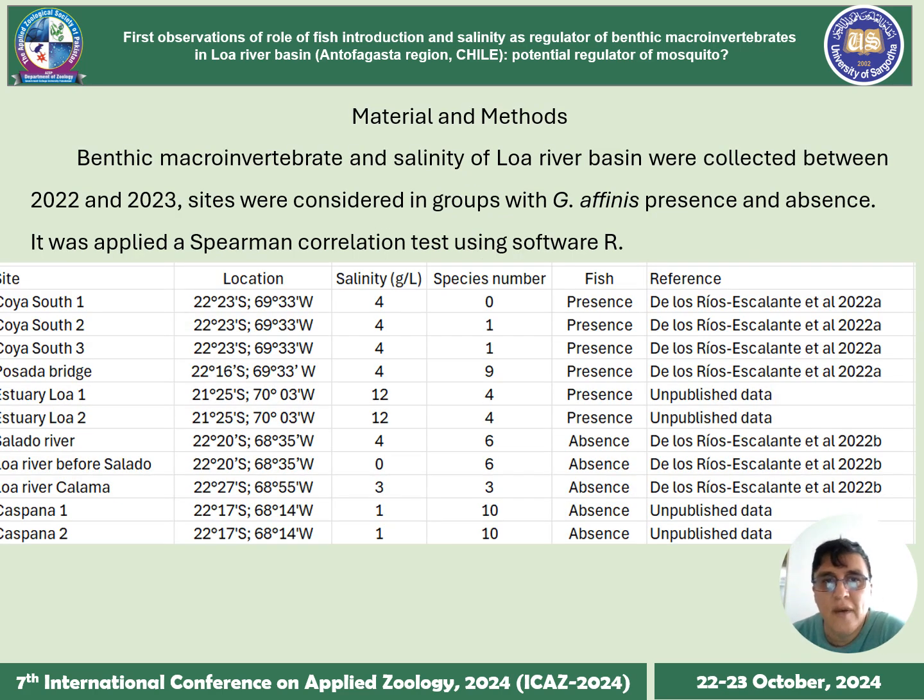As material and method, benthic macroinvertebrates and salinity of Loa River Basin were collected between 2022 and 2023. Sites were considered in groups with presence or absence of Gambusia affinis, and a correlation test was applied using software. You can see in this table the sites, the location, salinity, species number, presence or absence of species, and the respective reference.